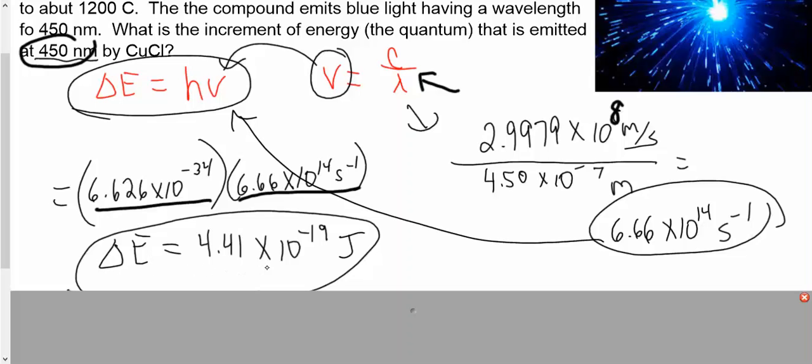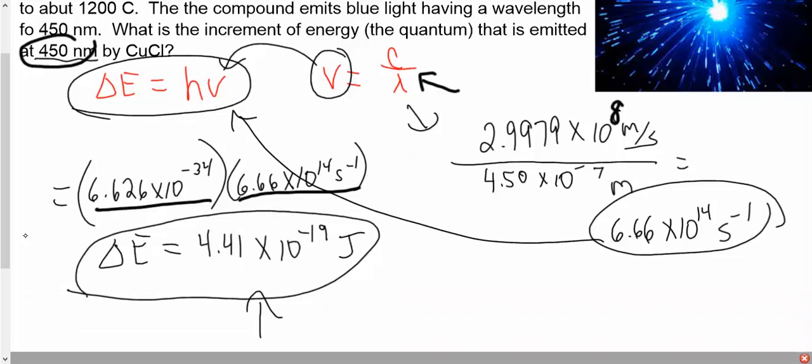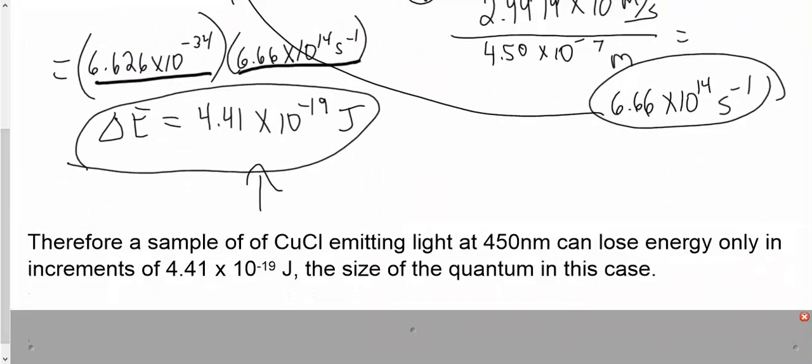Now, what that means is that a sample of copper chloride emitting light at 450 nanometers can lose energy only in increments of that. That is the energy carried by a photon coming from copper chloride. That's the size of the quantum.